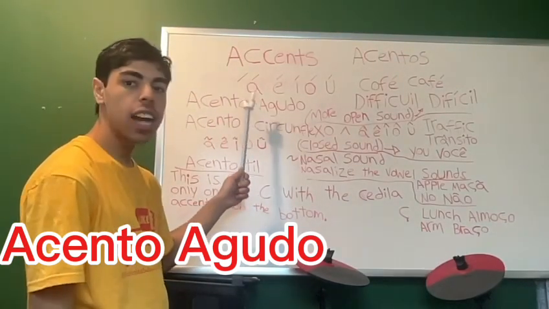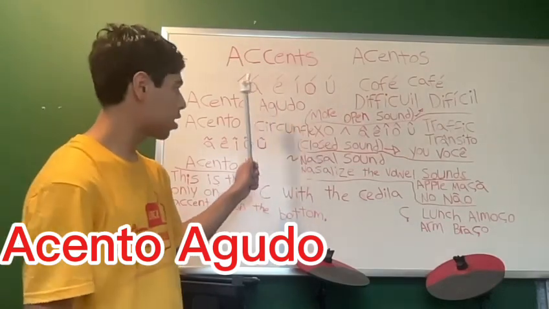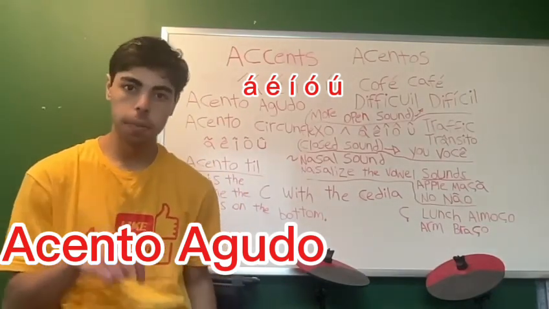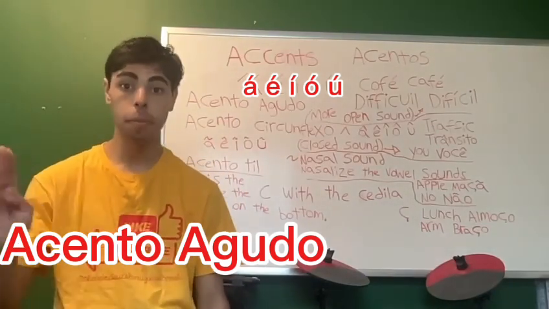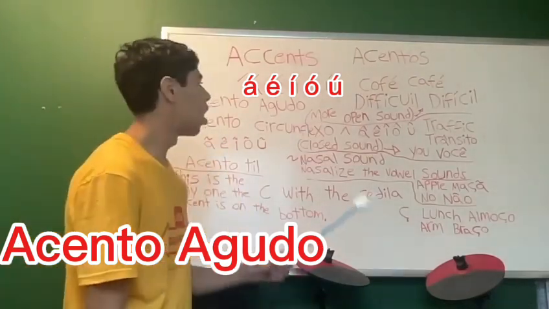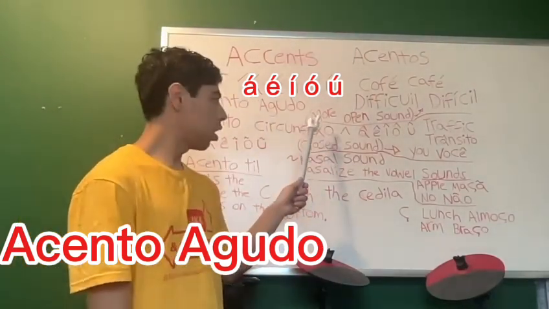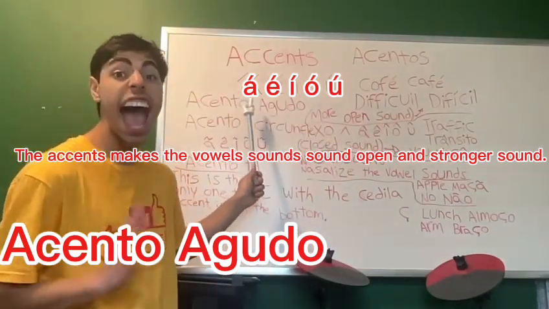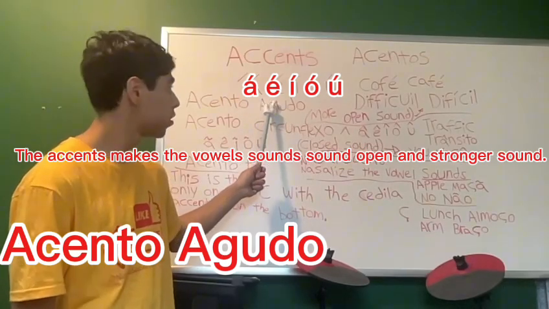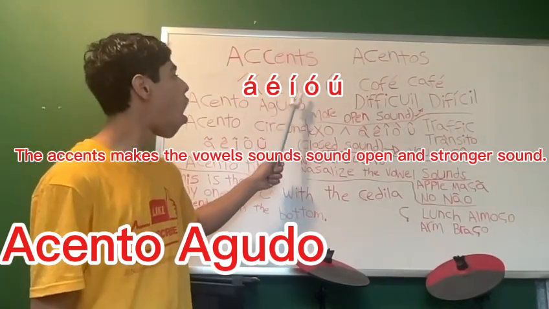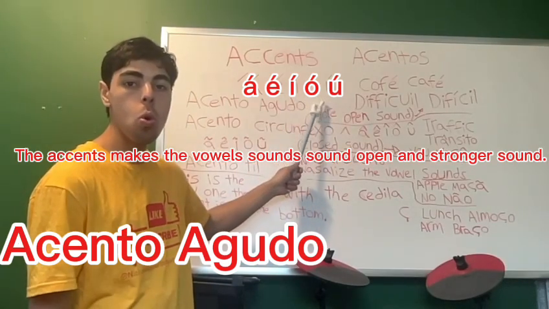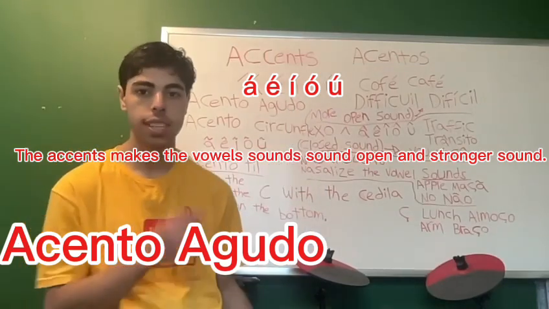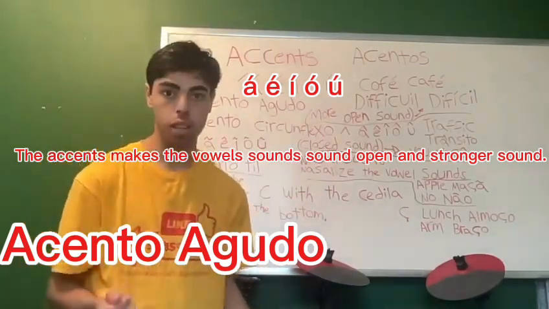Acento agudo. So what this accent is, it goes on top of the vowels like that. You're not going to see an accent like that underneath the vowels, or on top of a consonant. They're only on top of the vowels. This one makes it more like an open sound. So if you look right here, it makes it more like an ah, eh, e, ah, ooh. All those vowels in Brazilian Portuguese are stronger if there's an accent on top of them, because it's more of an open and stronger sound.